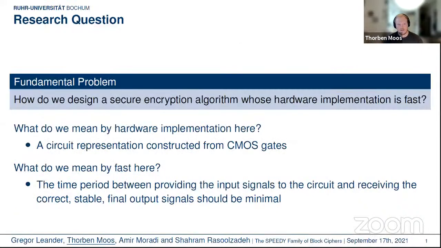In this work, we wanted to revisit a fundamental problem, namely, how do we design a secure encryption algorithm whose hardware implementation is fast? And by hardware implementation, we mean a circuit representation constructed entirely from CMOS gates. And by fast, we mean the entire time period between providing the input signals to the circuit and receiving the final output signals. That time period should be minimal. So we do not include any memory elements to store intermediate results, because this inevitably increases this time period. Therefore, we only consider fully unrolled, completely combinatorial circuits.